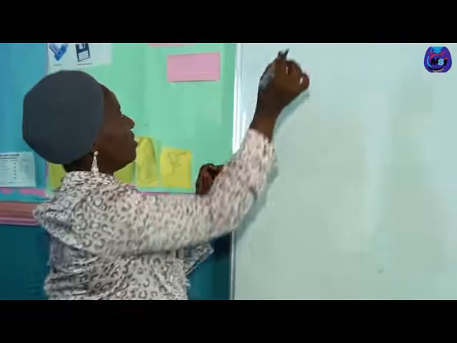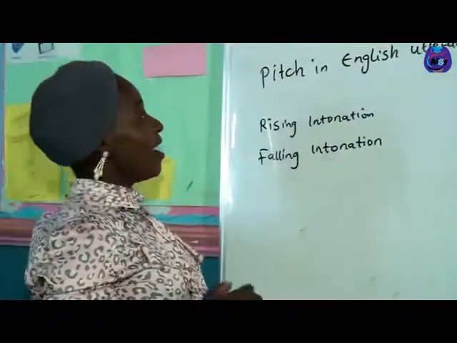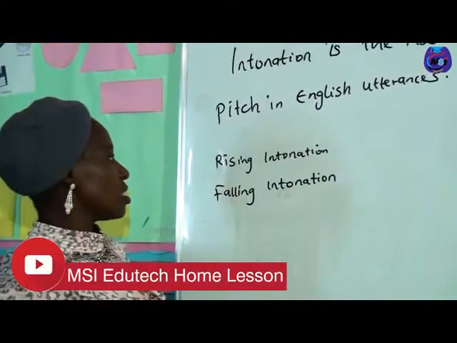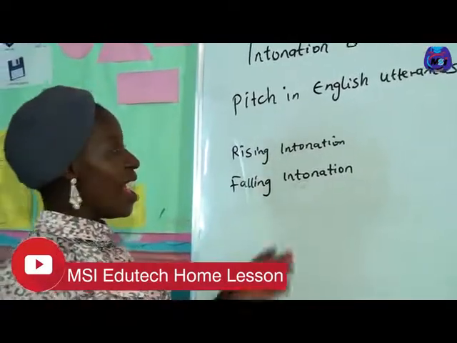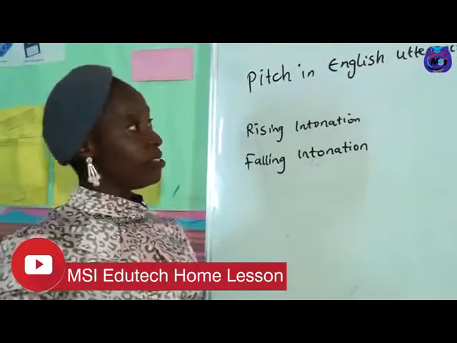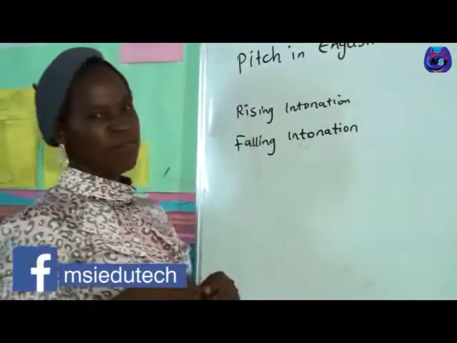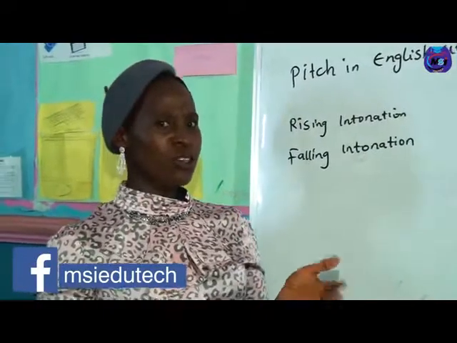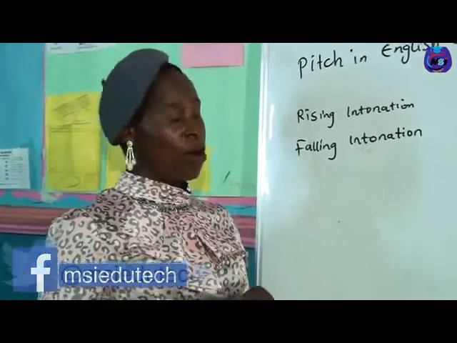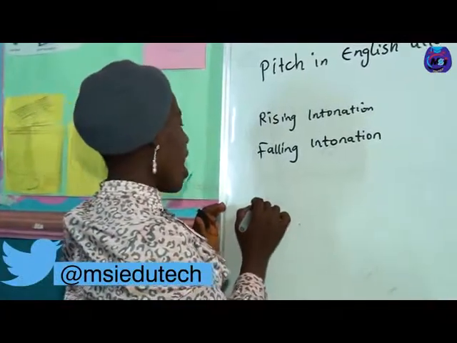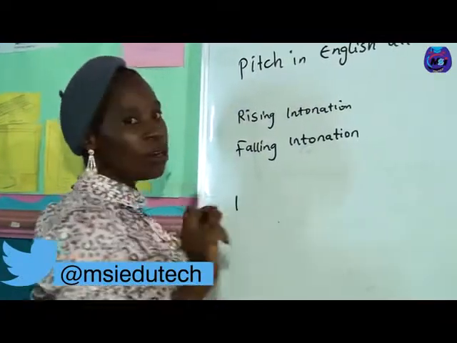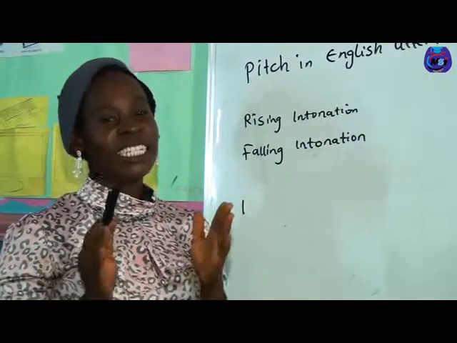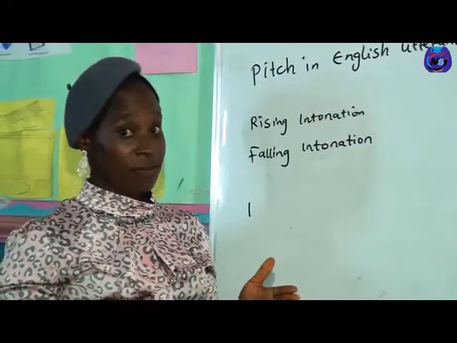All right, so let's write it down. Okay, like I said, intonation is the rise and the fall of the pitch in English utterances. We have rising intonation and falling intonation. From the definition, you should know there are two types of intonation: the rising and the falling. Okay, so how do you know when to use the rising intonation? When you are asking a polar question. Have you heard of the word polar? A polar question is a question which requires a yes or a no answer. That is a polar question.